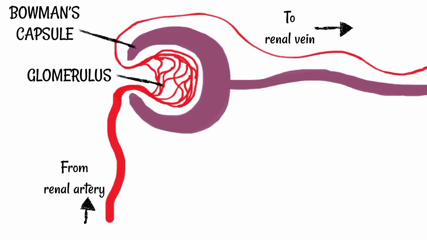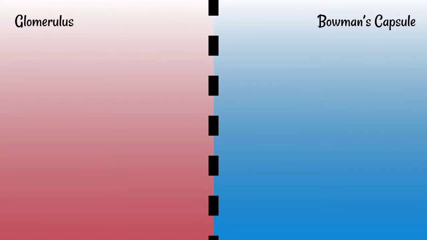The area surrounding this is known as the Bowman's capsule or the renal capsule, and the high pressure forces material to move from the glomerulus into the Bowman's capsule. Once the material's in the Bowman's capsule, it can then continue on through the tubule. But let's have a closer look at how materials move across from the glomerulus and into the Bowman's capsule. Notice that there's lots of tiny little spaces between them.